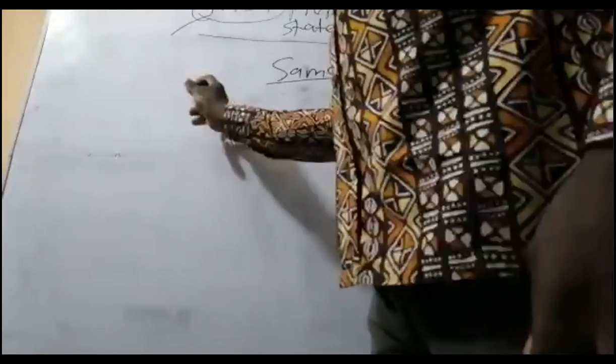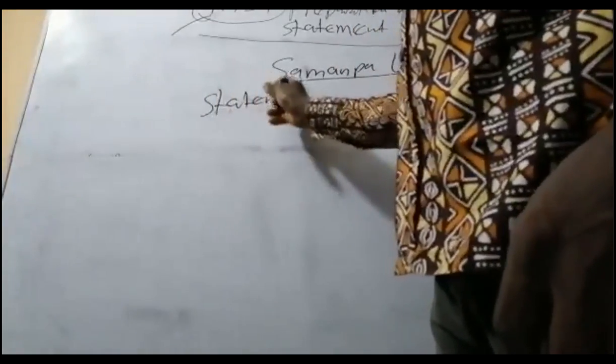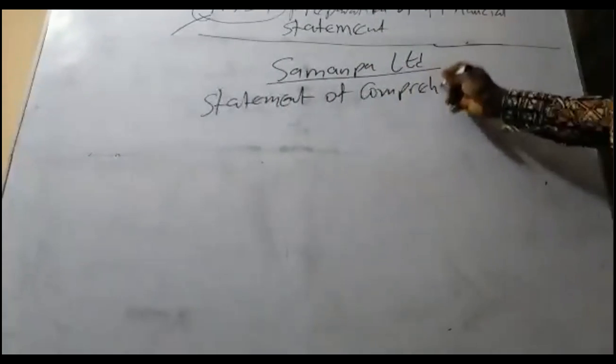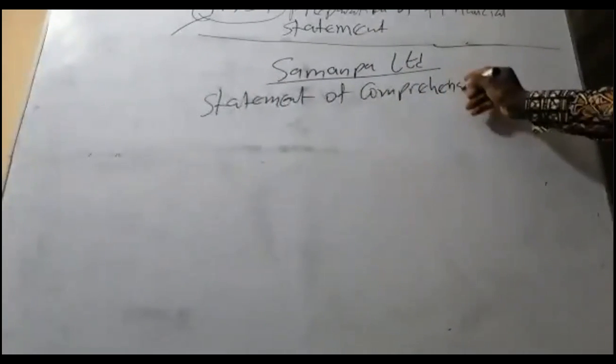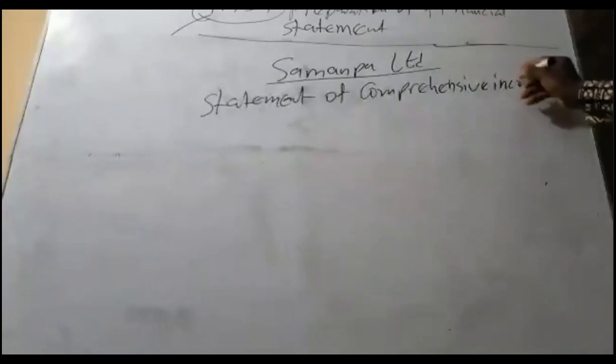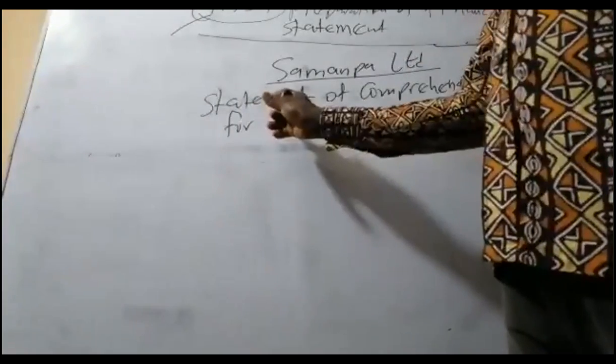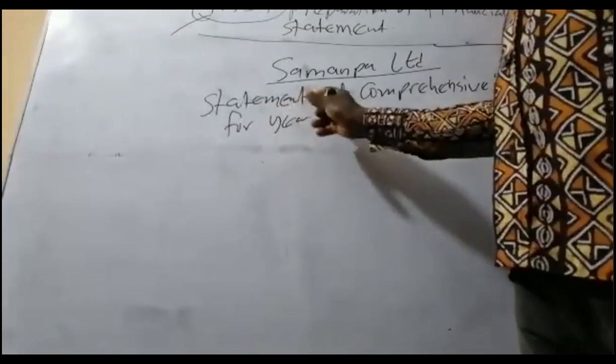Now go to the requirement. If the examiner states profit and loss and other comprehensive income, just copy it. Profit and loss and other comprehensive income. If they say comprehensive income, just write statement of comprehensive income. How it was stated in the question. So let's assume that you are going to prepare a statement of comprehensive income. That's a short version. Here is for the year ended, so for the entire year.